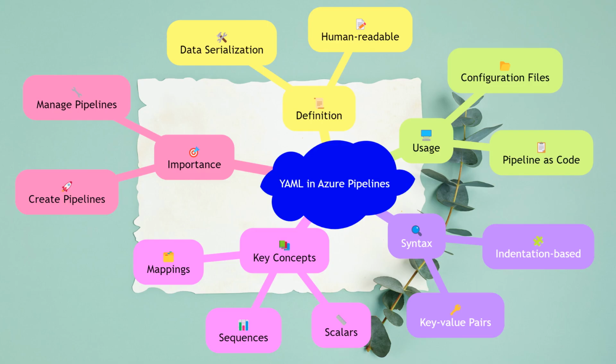YAML, which stands for YAML Ain't Markup Language, is a human-readable data serialization standard that can be used to define configuration files. In the context of Azure Pipelines, YAML is used to define the pipeline as code. YAML syntax is indentation-based and uses key-value pairs to represent data. Understanding the basics of YAML syntax is crucial for creating and managing YAML pipelines. Key concepts include mappings, sequences, and scalars, which are used to represent different types of data structures.